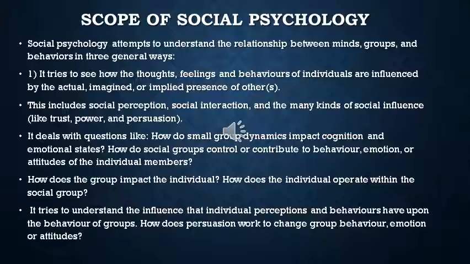Second question, how do social groups control or contribute to the behavior, emotion, or attitudes of the individual members? If we are in a social group, for example a family, how does this family control or share in the behavior, emotion, or attitude of the individual member? For example, how the parents will share in your behavior, your emotion, your attitudes within this group.